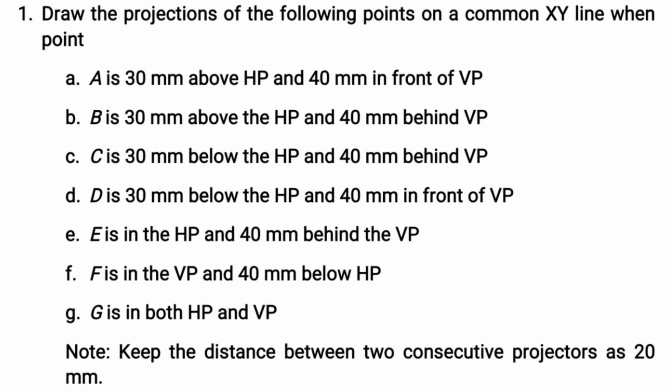G part, point G is in both HP and VP. So if it is 0 distance from HP, 0 distance from VP, it means the point or the object is lying on the reference line or the XY line. Right. So let us draw that also.